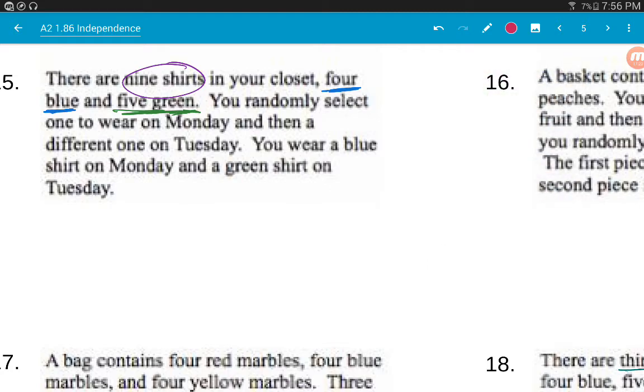So imagine it like this. I'm wearing a shirt on Monday. I throw it in the hamper. I don't know what your hamper looks like. It's kind of what mine looks like. It's got a lid. Okay, so whatever shirt you wear on Monday, you throw it in the hamper after Monday, and you have one less shirt to wear when it comes around to Tuesday again. So this is going to be dependent.